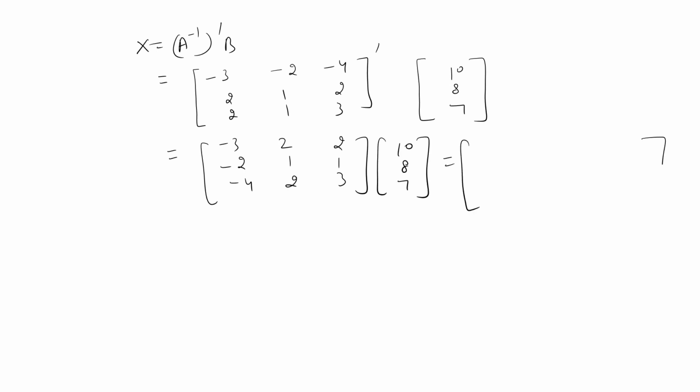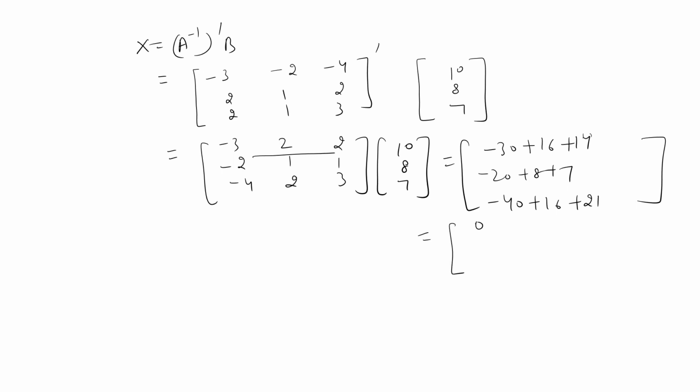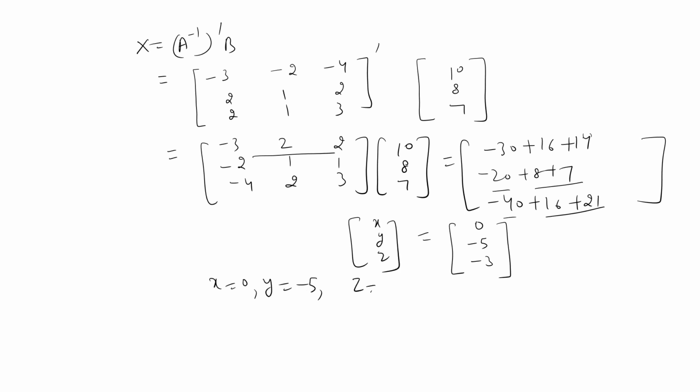So the overall result is going to be minus 30 plus 16 plus 14. And it is minus 20 plus 8 plus 7. It is minus 40 plus 16 plus 21. So this result is going to be 0, since minus 30 plus 30 is 0. And this is your minus 5. And this is your minus 3. So X, Y, Z: X here is 0, Y is minus 5, and Z is minus 3.